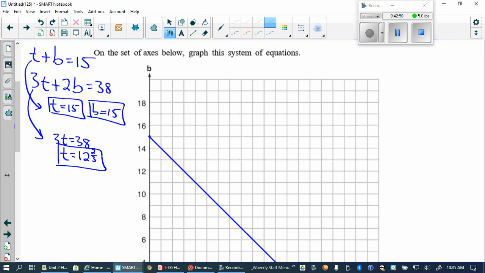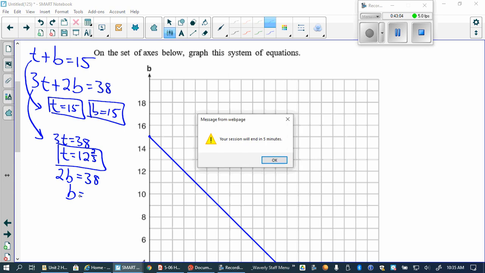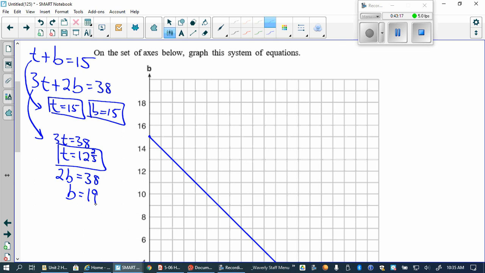Now let's find the b-intercept. Put a 0 in for t. What's left? 2b equals 30. What's the b-intercept? 15. I knew it was 15.